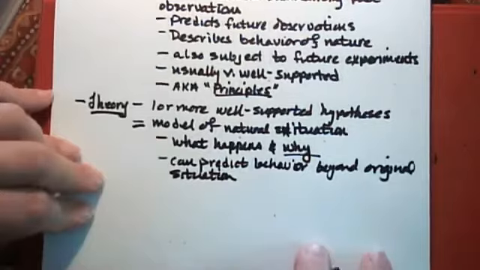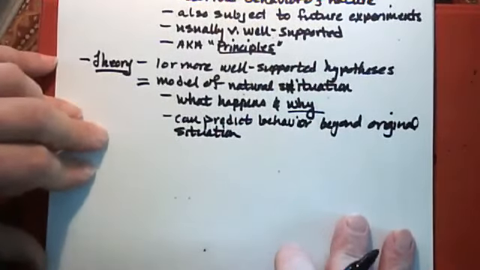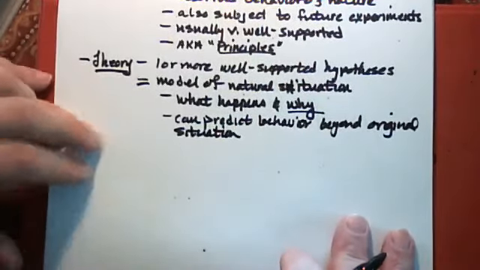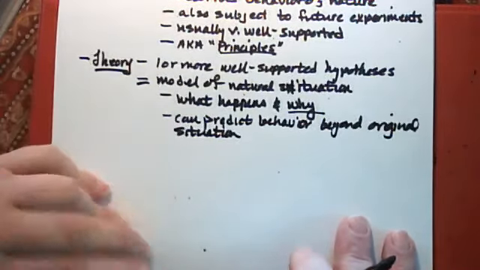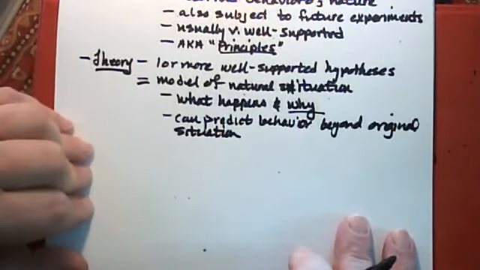And a good theory can predict, well, any valid theory actually can predict behavior beyond the original situation. So really the mark of a good theory is the ability to predict results for experiments that haven't happened yet. That's when you know you're really onto something.